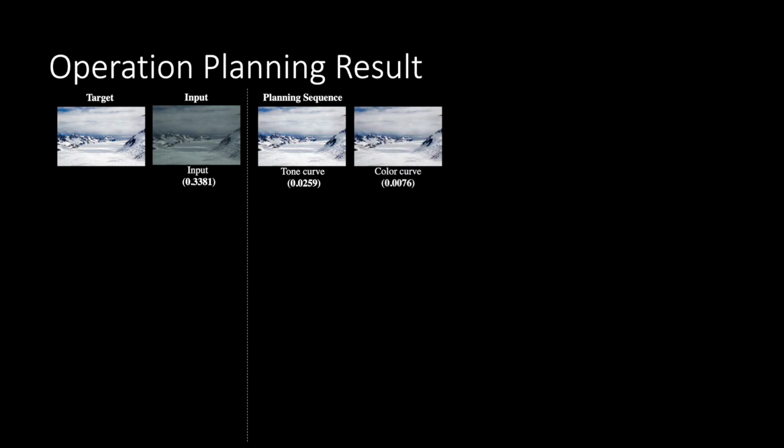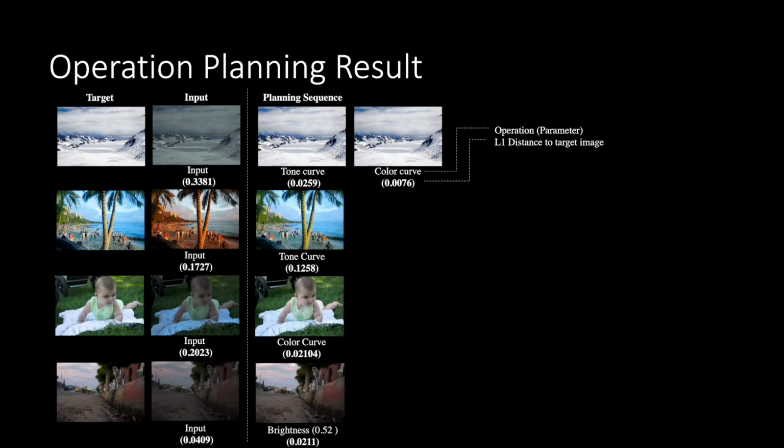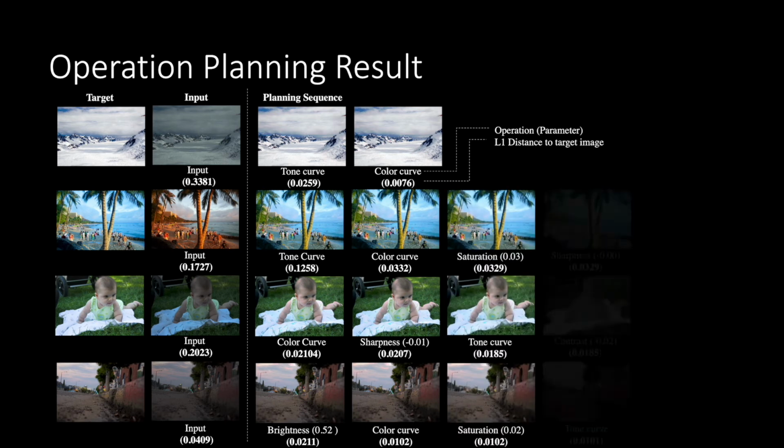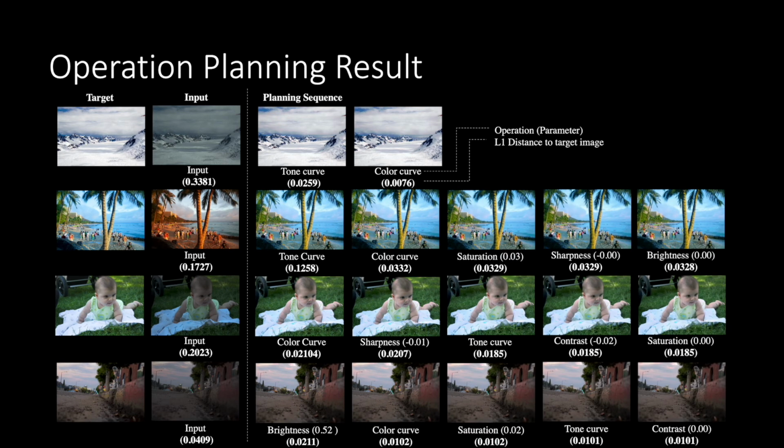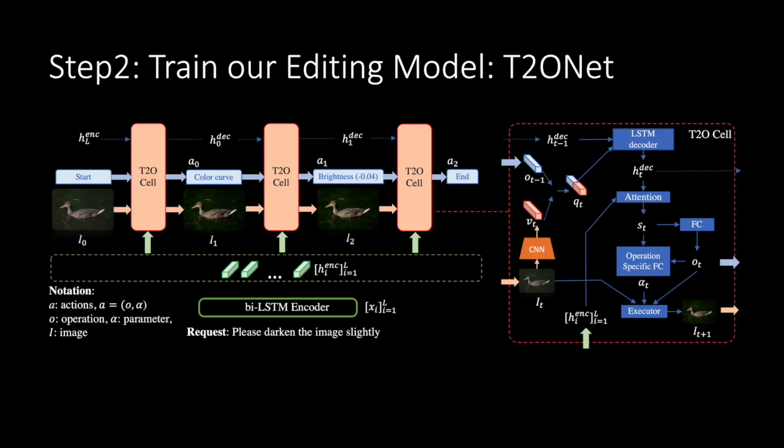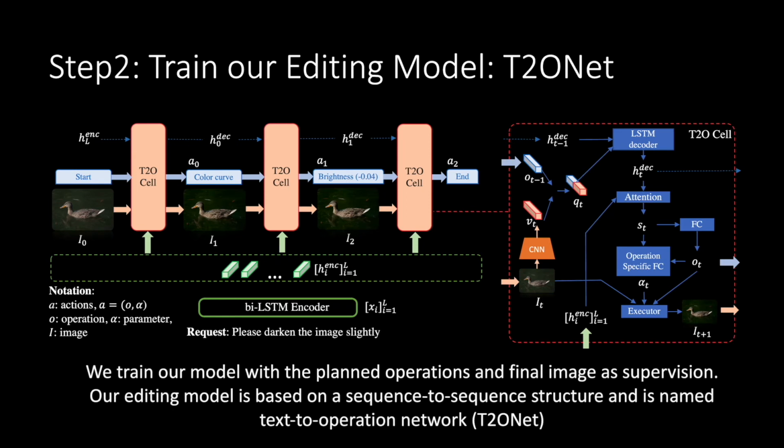Given a target and input image, we show the planning sequence on the right-hand side. We can see that the L1 distance to the target image is decreasing monotonically. And in step 2, we train our editing model, T2O-net. Here is the pipeline of the T2O-net, where we apply the T2O cell recurrently to generate the intermediate actions and images. We train our model with the planned operation supervision.